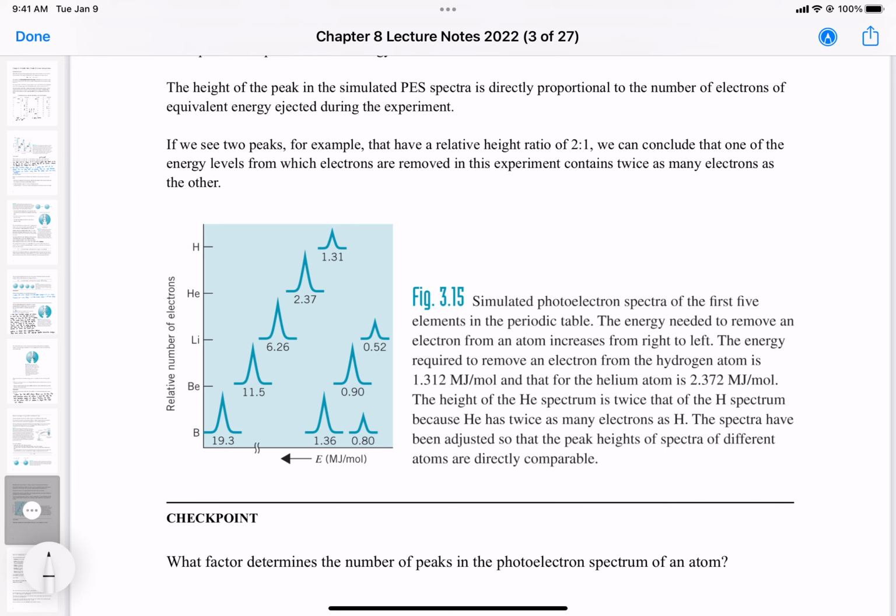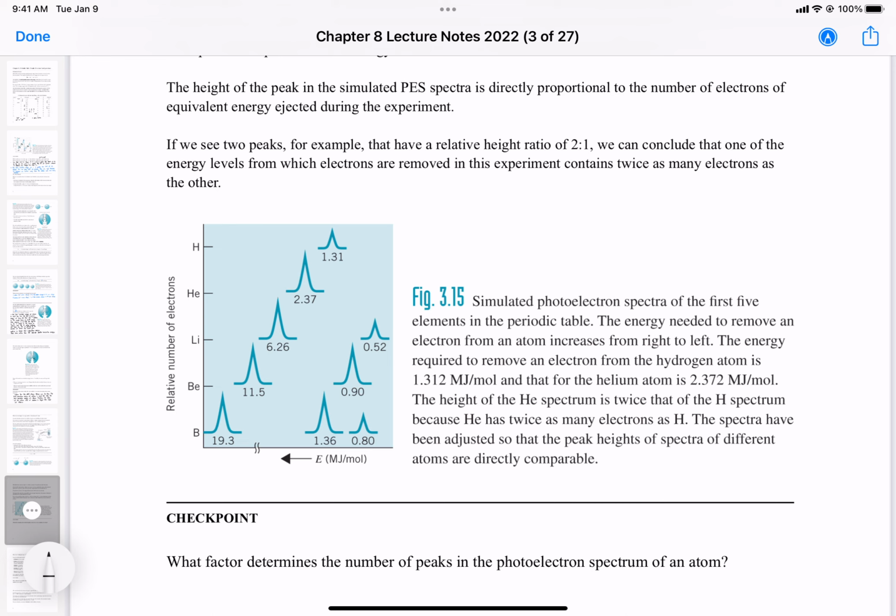And then we see a peak further along the way that's of much lower energy. Okay, so 0.52. So when we get to lithium, we're now in the second energy level. But remember, in the second energy level, we have s and p. So this kind of demonstrates that the p and s orbitals are of different energies.